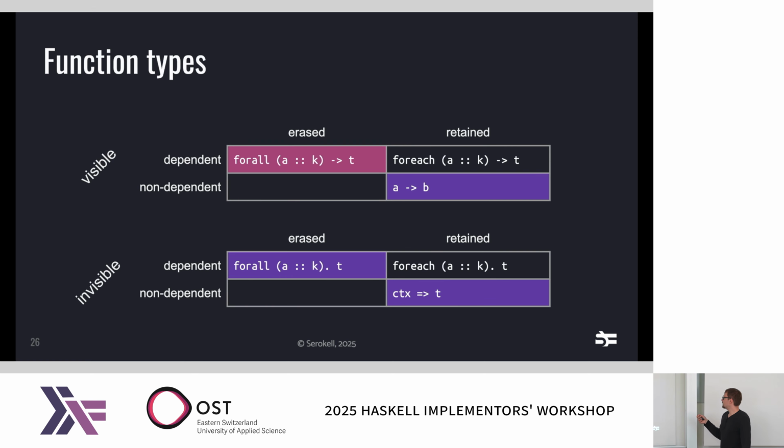Now, the holy grail, what we want to add to Haskell are pi types using the foreach syntax here, which combines all the 3 properties. We want this. We want a retained, visible, dependent quantifier.